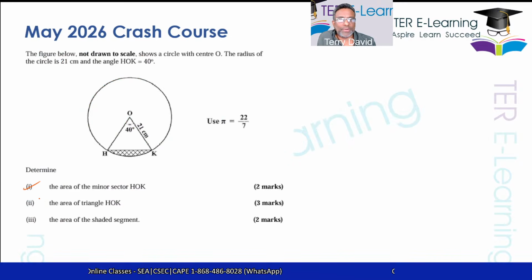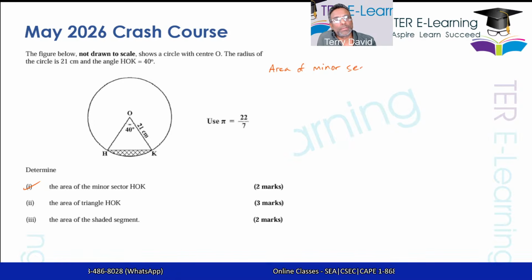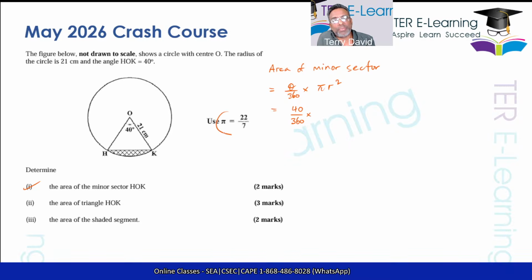So the first thing we want to do is work out the area of the minor sector, HOK. That formula is actually given to you guys in the exam. So area of minor sector, and this formula, like I said, is given. It is theta on 360 multiplied by pi r squared. That's the formula to find the area for minor sector. So the angle in this case here is 40 over 360 multiplied by pi. Now use pi as whatever they give you pi as. If they say use it as 22 over 7, that's what you're going to use. Multiplied by the radius squared.